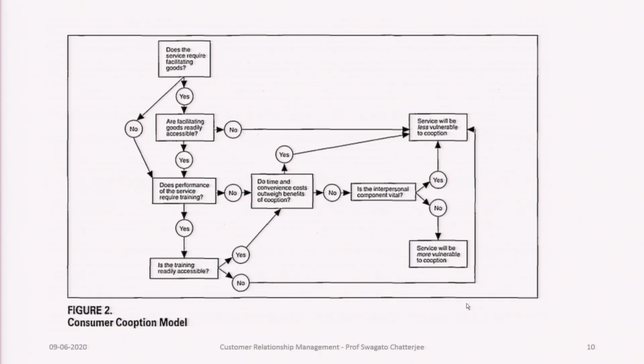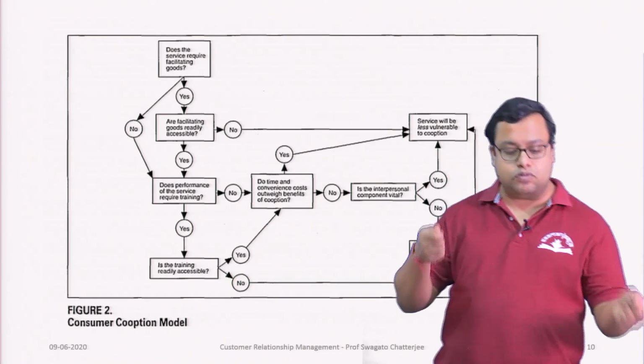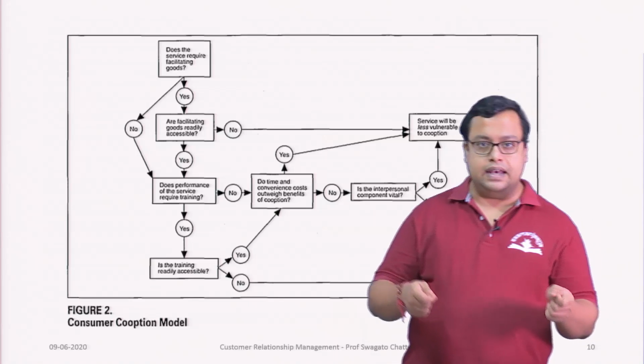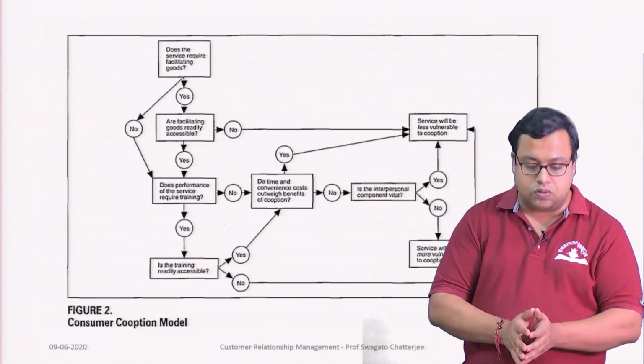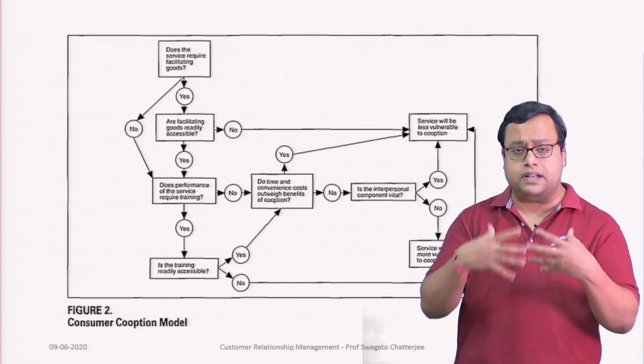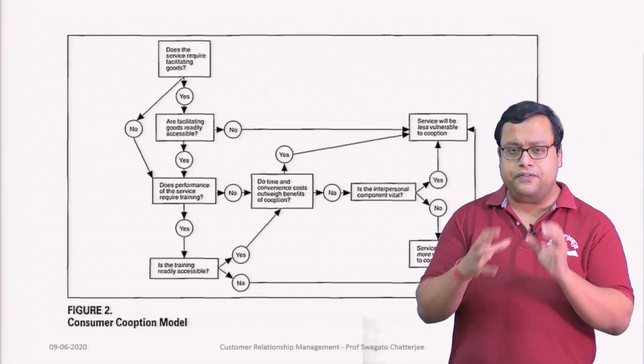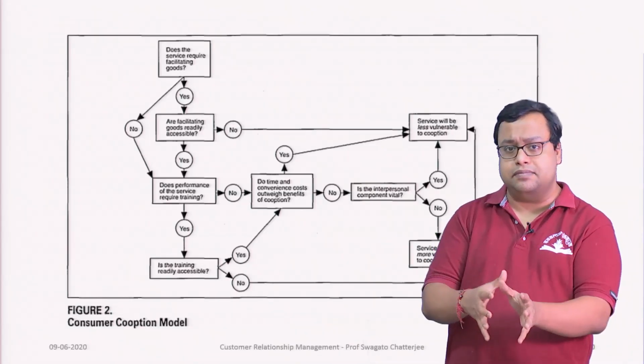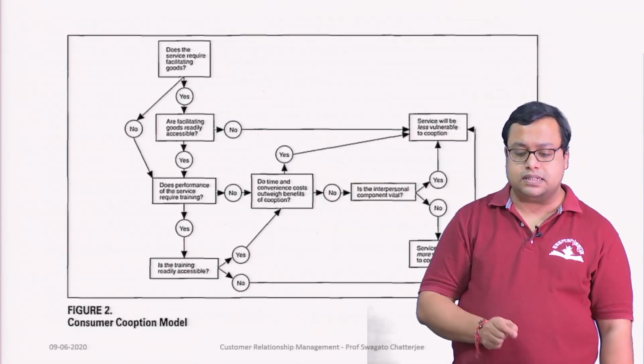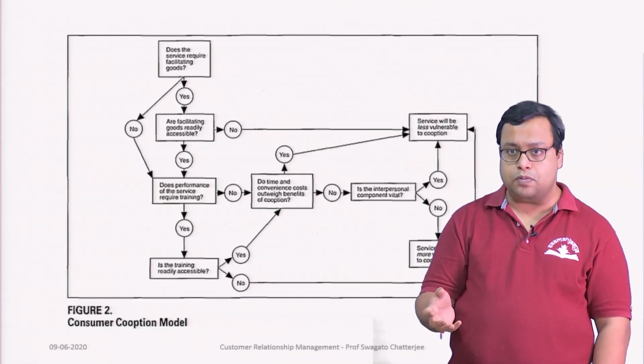But if it does not require facilitating goods, or if the facilitating goods are accessible, then the next question is, does the performance of the service require training? So, you know the goods, but do you have the training on how to use the goods? Again, if it requires training, and if the training is accessible, then again you can go back to this, and it can be vulnerable to co-option.